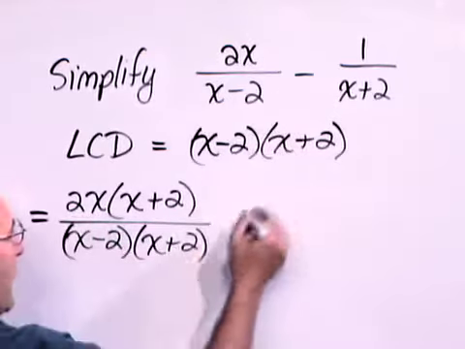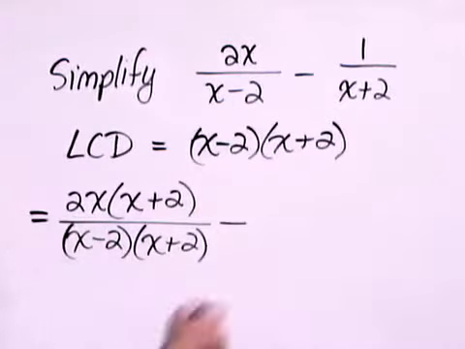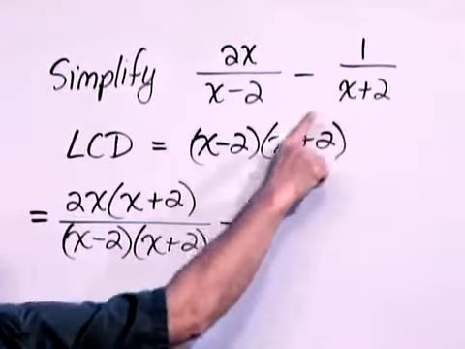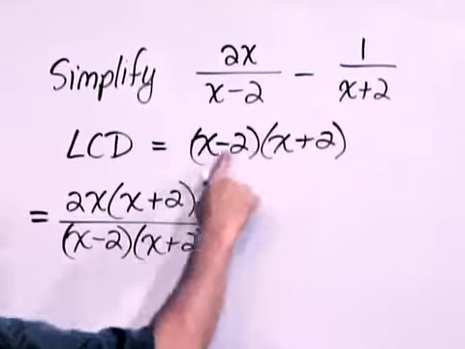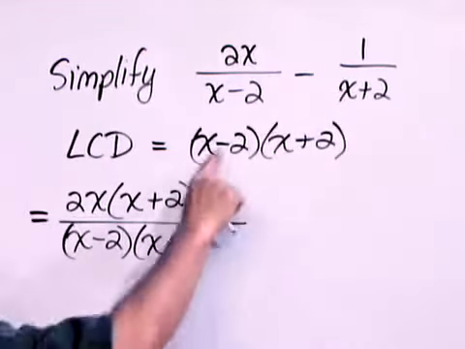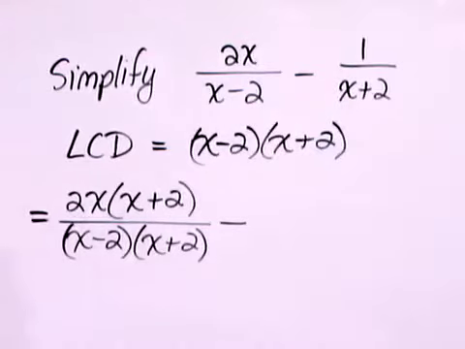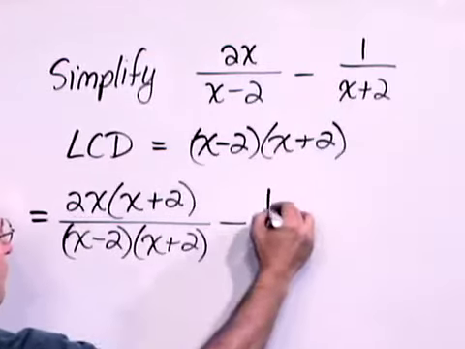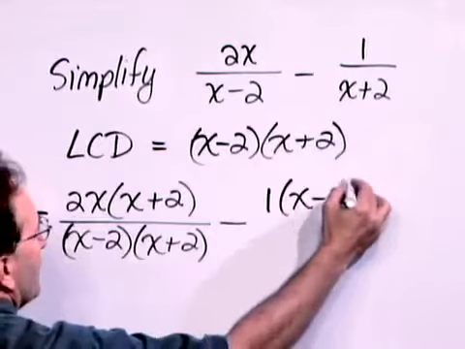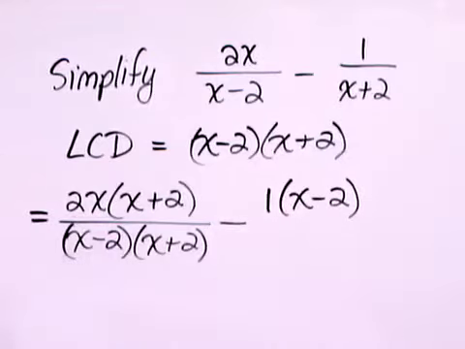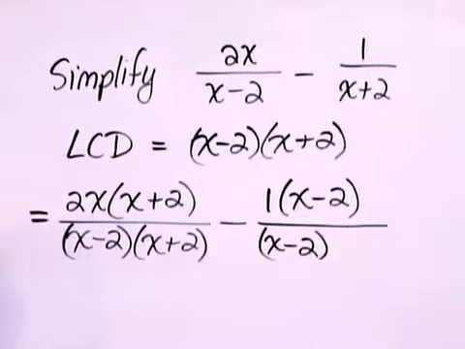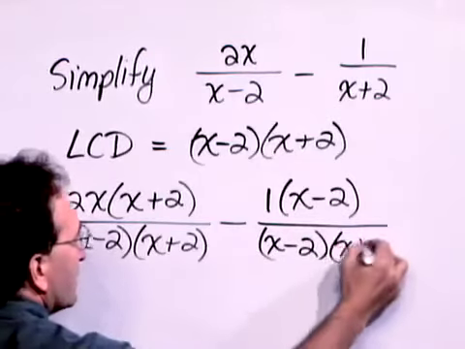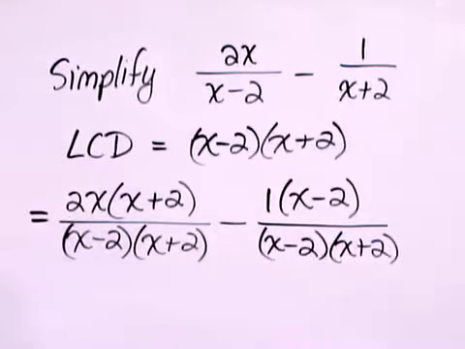Then we have minus, and this denominator needs to be multiplied by x minus 2. So if we multiply the denominator by x minus 2, we also need to multiply the numerator by x minus 2. So that would be 1 times the quantity x minus 2. And that would be over the lowest common denominator, which we've identified as the product of the quantity x minus 2 times the quantity x plus 2.